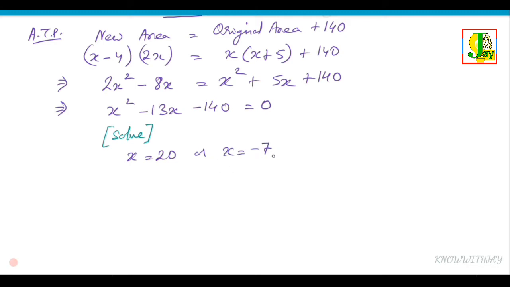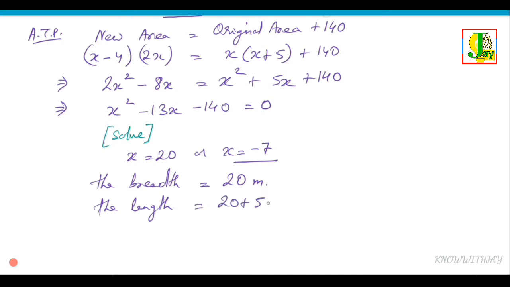Now x is the breadth of the rectangle, which cannot be negative. So discarding the negative value, the breadth is 20 meter and the length is 5 more than this, that's 20 plus 5, 25 meter.